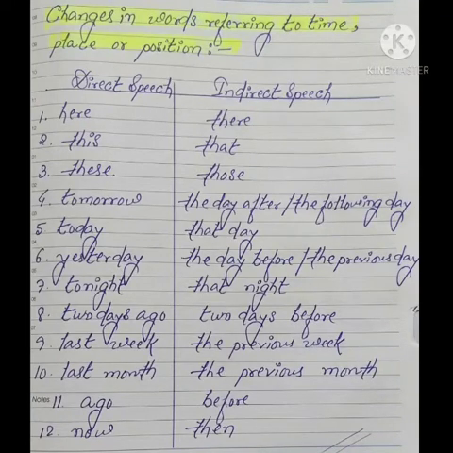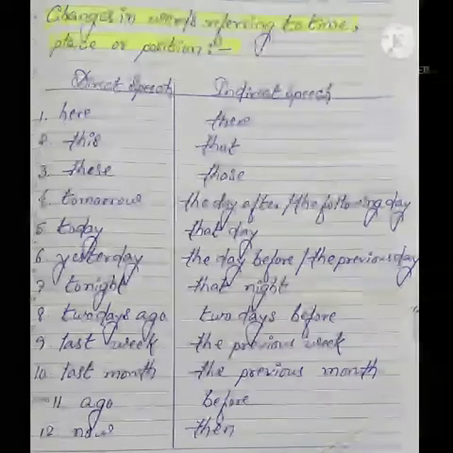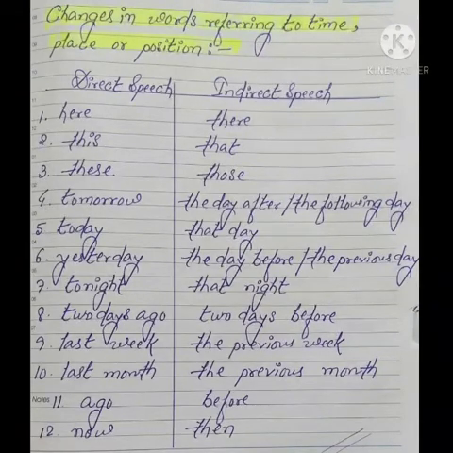Now in this page, we are going to take a look at how the changes happen in words referring to time, place or position. So if you have here in direct speech, while converting it into indirect, it will change into there. This will change into that. These will change into those. Tomorrow will change into the day after or the following day. You have a choice, you can select any one of them. Today will change into that day. Yesterday, again you have two options: you can select either the day before or the previous day.